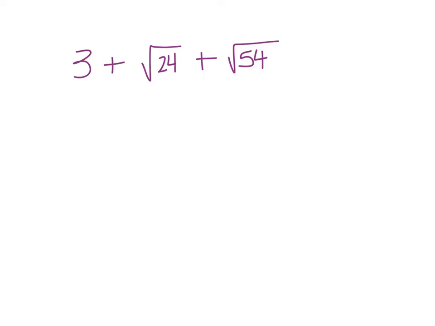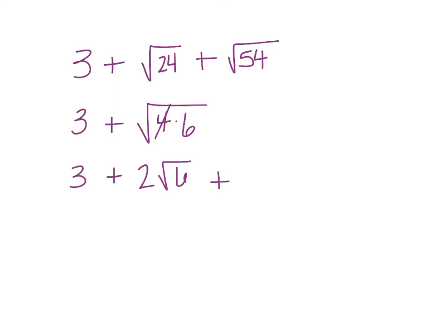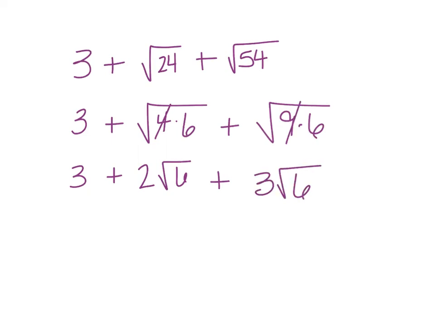So I have 3 plus the square root of 24 plus the square root of 54. So I'm going to see first if I can break down these square roots. So 24, I think 4 goes in there. 4 times 6, okay? Square root of 4 is 2, and then I have square root of 6 still. Okay, plus this 3 out here, plus 54. I think I can break that down to 9 times 6 is 54. Square root of 9 is 3, and then I still have square root of 6, which I can't break down anymore.